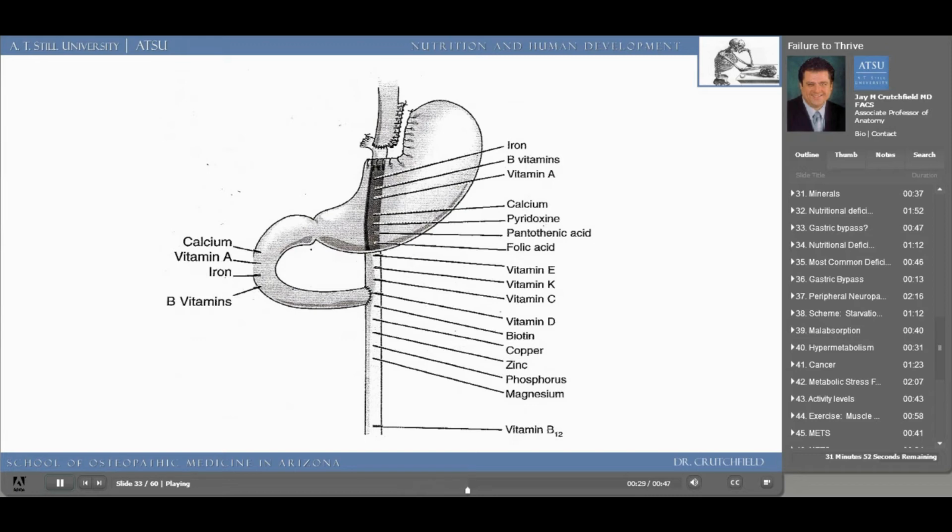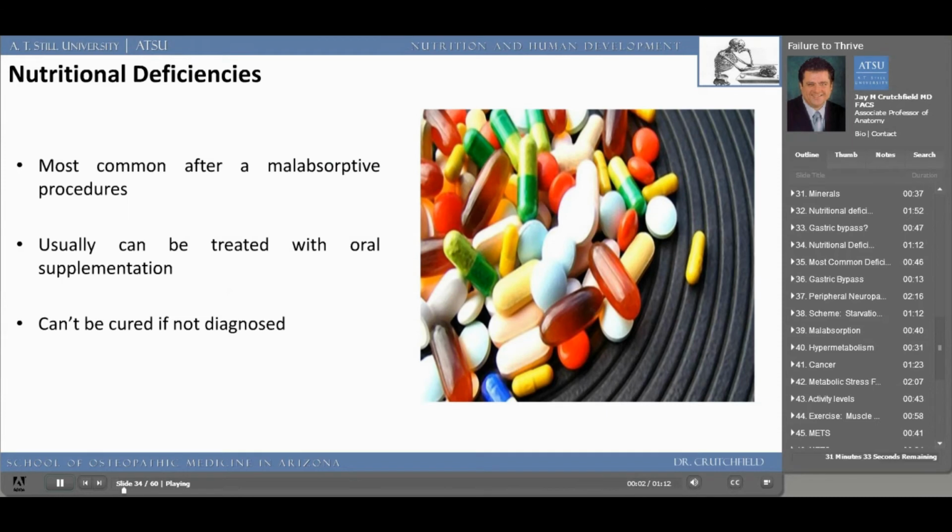But in a normal, healthy adult, supplementation with a daily vitamin usually isn't necessary. So if you take a daily vitamin or you ask your patient to purchase vitamins, have them buy the cheapest one, because most of the time they'll just end up with expensive urine. Most nutritional deficiencies, including vitamins, minerals, sugars, fats, and proteins, can be treated with oral supplementation. But we can't cure them if we can't diagnose them.